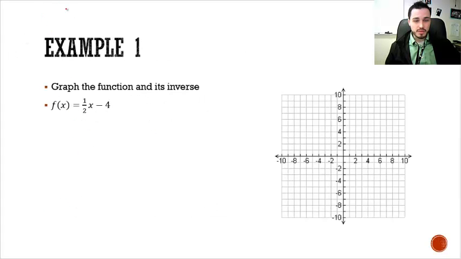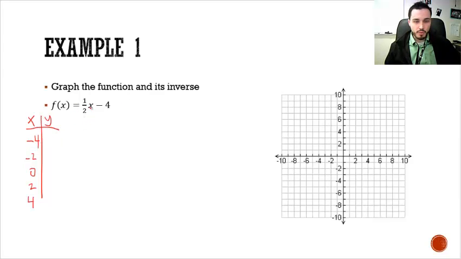So let's do that with this one here. Let's generate a table for my function, and I'll just use some pretty basic values. We'll go with -4, -2, 0, 2, and 4. I chose those because I know those are going to work out nice.